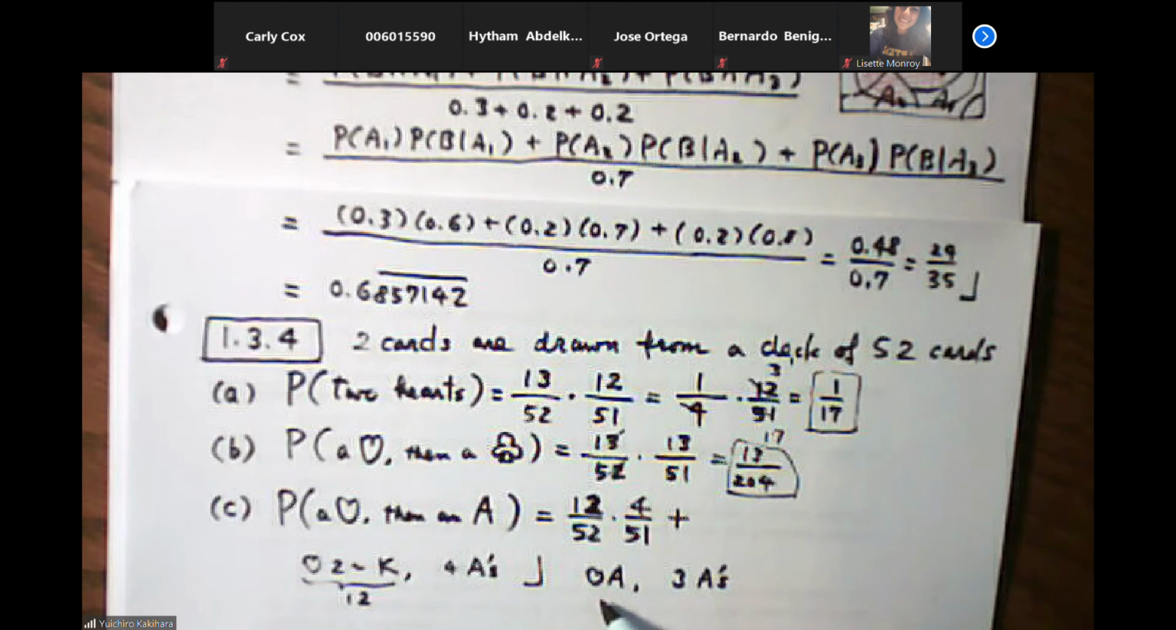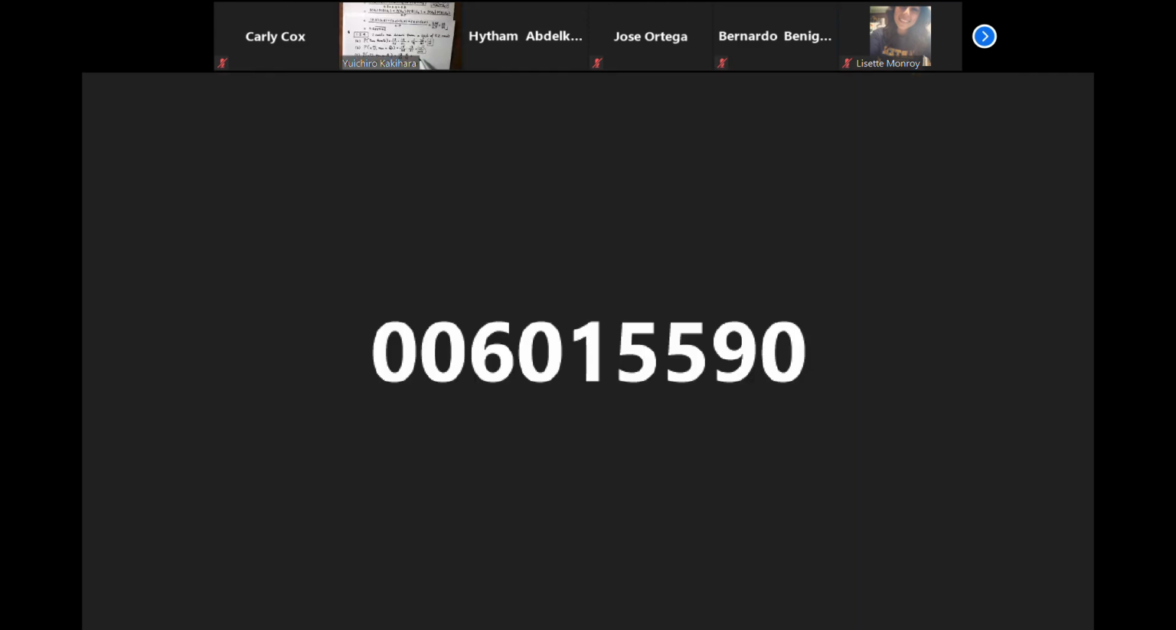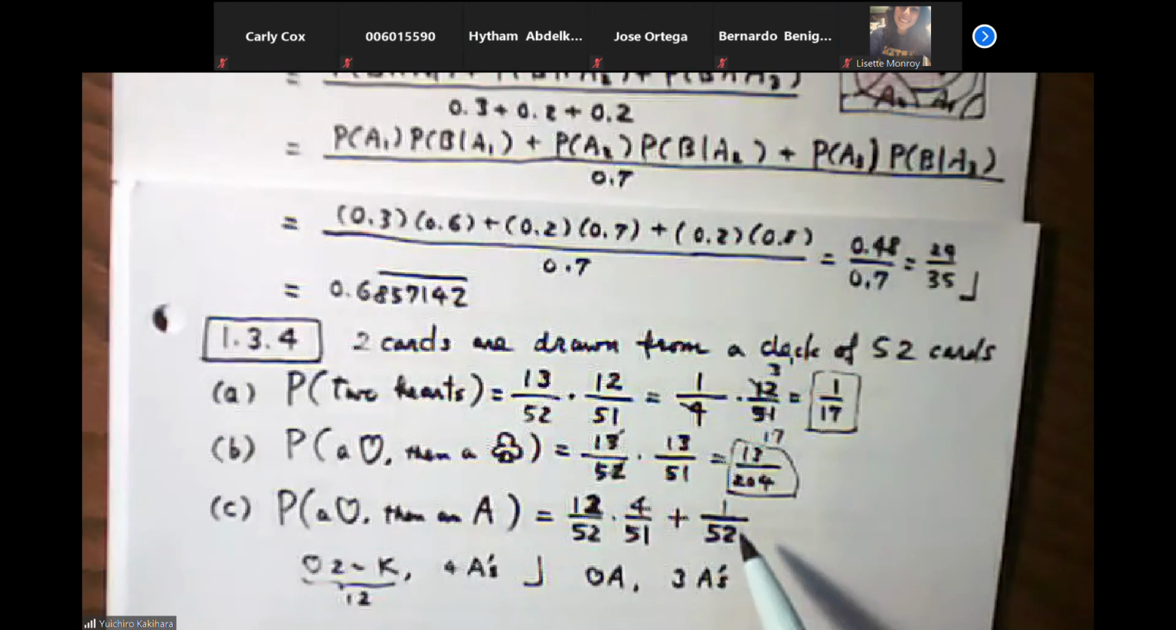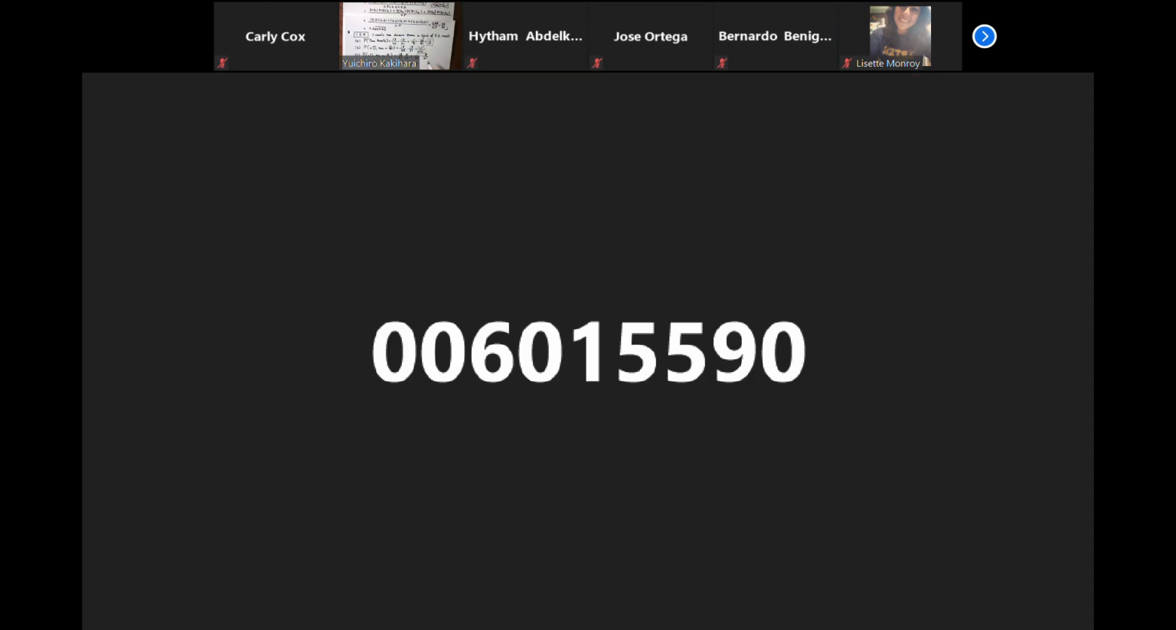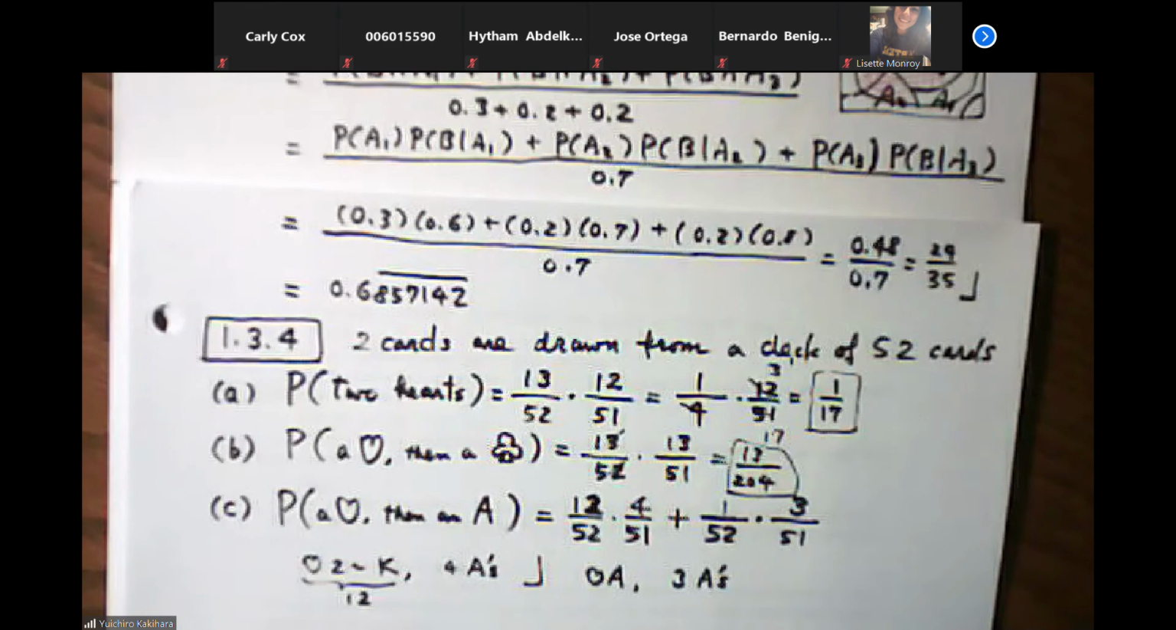We pick the ace of hearts. Would it just be 1 over 52? Right. Okay, this is correct. Yes, that's right. Only one choice. Okay, this is only one card out of 52. Yes. And then times what? 3 aces are left out of 51, right? Yeah. So 3 over 51. Yes, that's the probability.